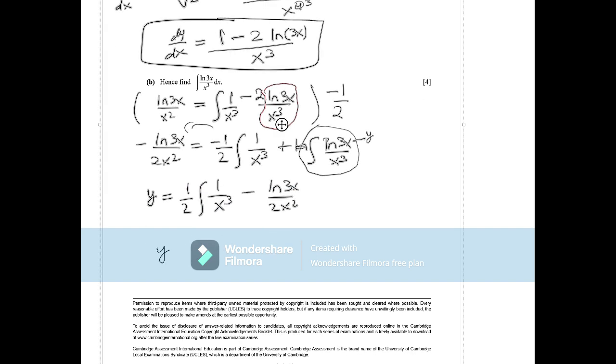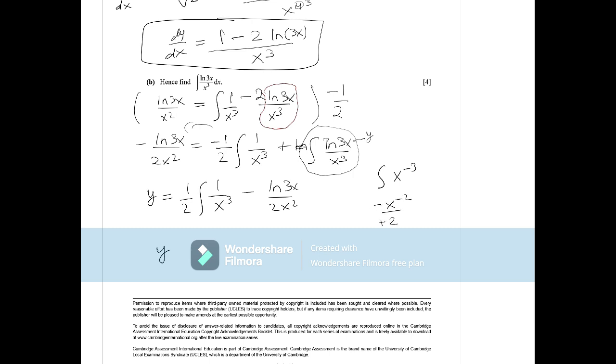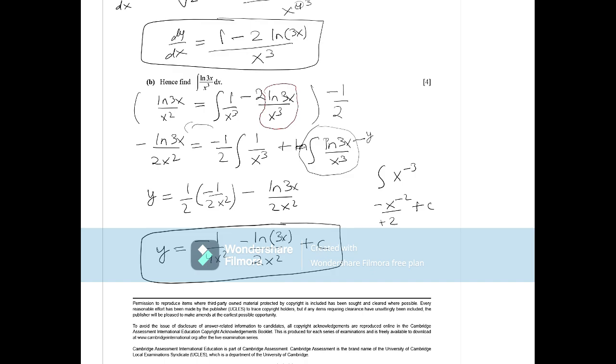And this is pretty straightforward now. The integral of 1 by x cubed is just x to the minus 2 over minus 2. You can write this as negative half over x squared. So if I just negative 1 by 2 x squared, the final answer is 1 by 4 x squared negative ln 3x over 2x squared. Do not forget, yes, and this is your final answer.